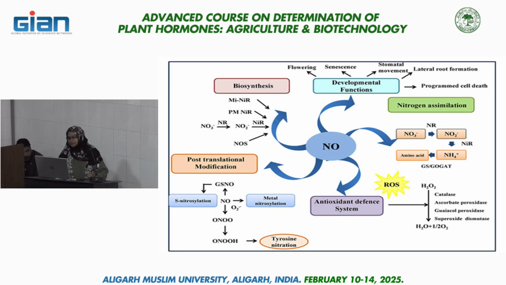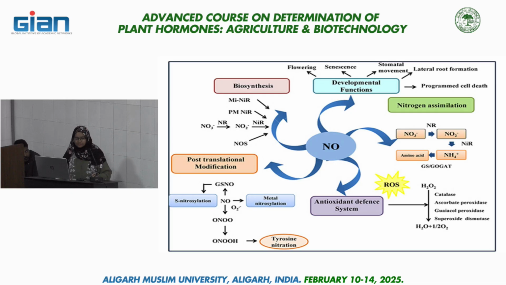So if we see NO, as we have discussed earlier, it is synthesized by the enzymes nitrate reductase and NOS, and from the different polyamine pathways. Then by the signaling it increases the antioxidant defense system, and when this antioxidant defense system increases, the overall plant growth increases under the stress as well as in the normal condition. So this diagram depicts the overall growth of the plant.